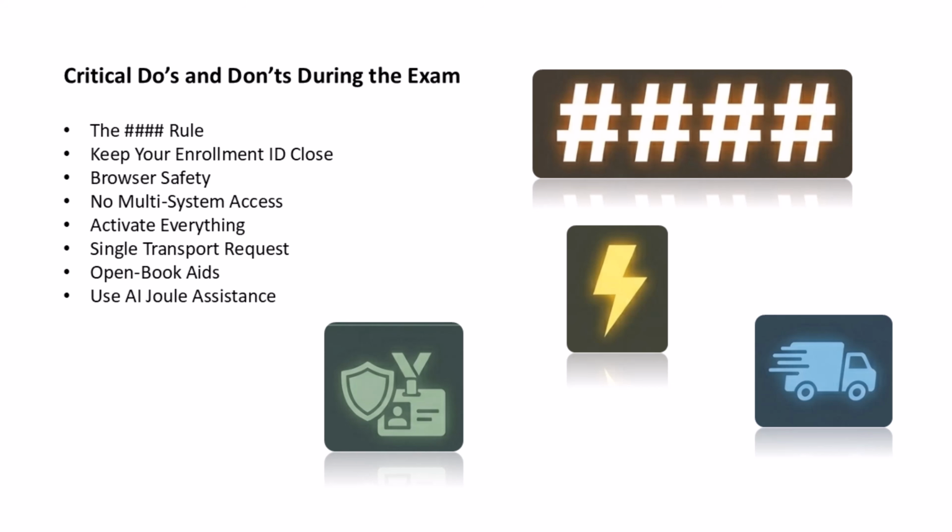Ensure you carefully follow these critical rules and guidelines during your assessment. The 4 signs rule. You will be assigned a unique group number. Keep this handy. Whenever the instructions tell you to create an object using 4 signs, you must replace those signs with your specific group number. This is how the automated grading system identifies your work. Keep your enrollment ID close. If anything glitches, have your enrollment ID ready to share with the support team so they can help you quickly.